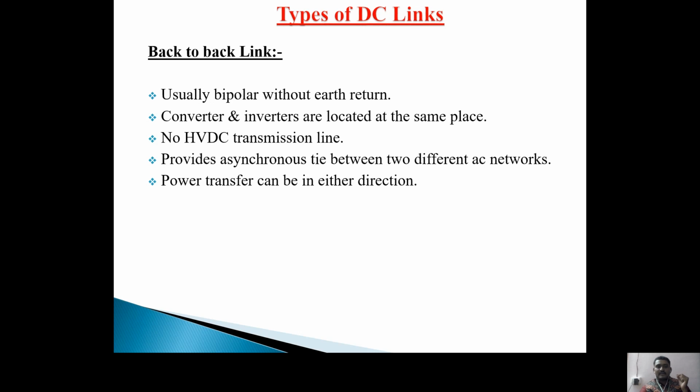Next, coming to the next link, that is the back to back link. This is usually bipolar without earth return. In this one, the converter and inverter are located at the same place. That is, the converter is nothing but the rectifier. Rectifier and inverter are located at the same place in the back to back link. So there is no HVDC transmission line in this one, and it provides an asynchronous tie between two different AC networks.